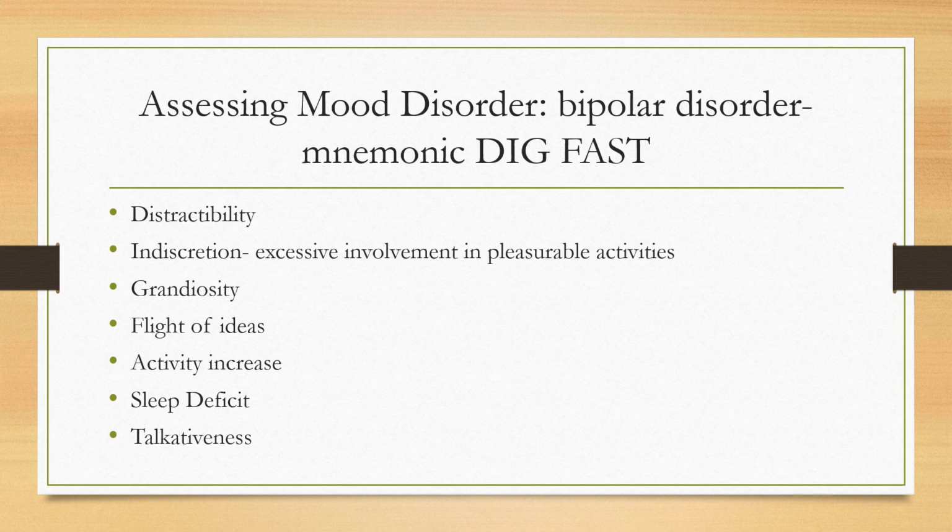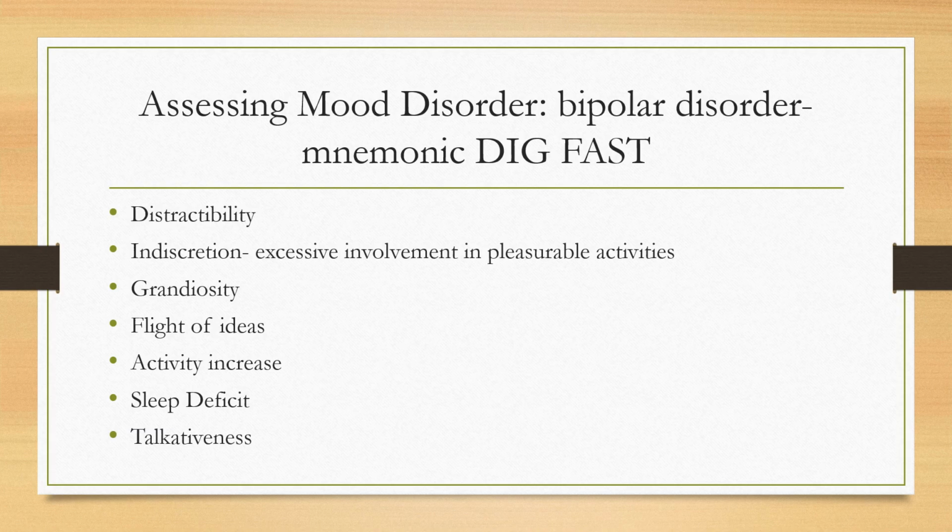bipolar disorder. So bipolar disorder itself can be 2 types, bipolar 1 and bipolar 2, which we'll go into in detail in the next few chapters. But right now, we'll just look at what this mnemonic of mania tells us. So it's called DIG FAST. So some screening questions could be utilized.